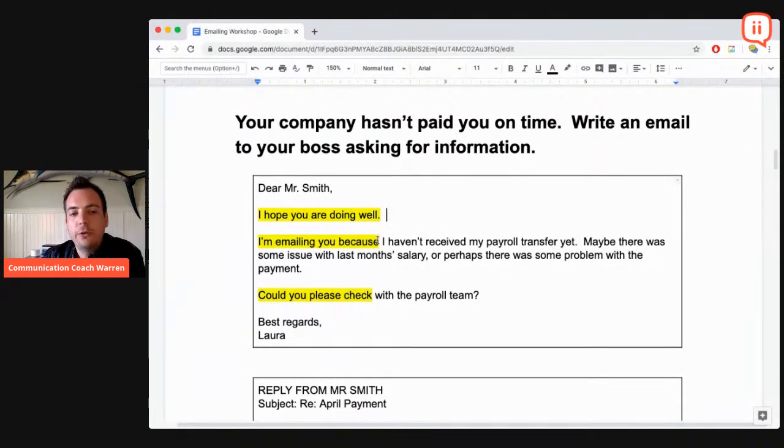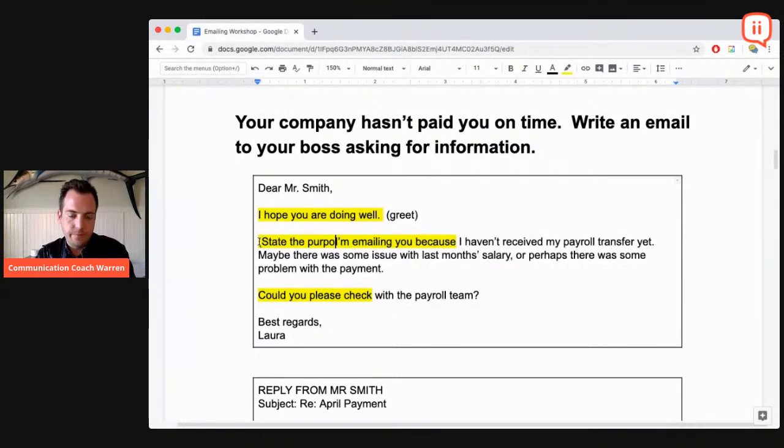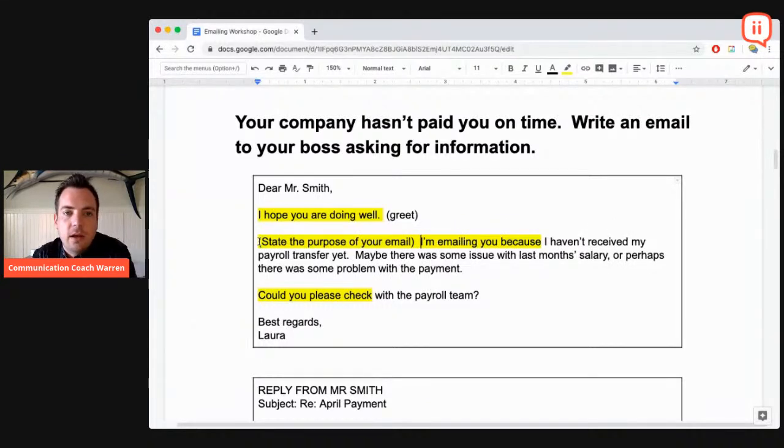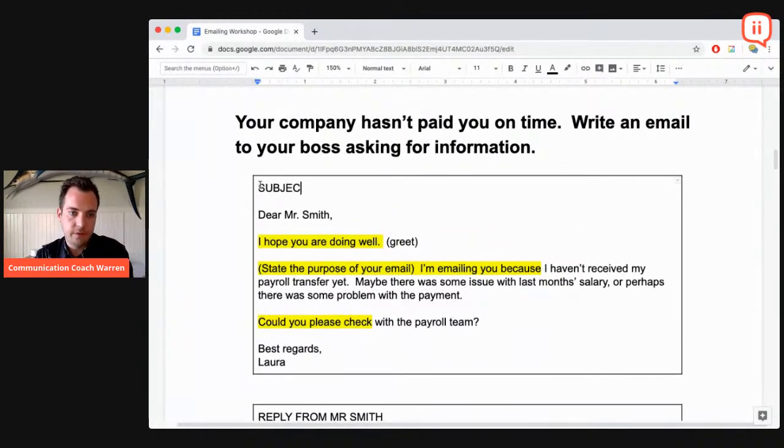Now, I also really appreciate when students and other people state the purpose of their email at the beginning of the email. Now, our subject line for an email is not the purpose of the email. I think the subject line should always be more related to why the person should open this email. For example, a subject line here could be help with last month's payment. For example, last month's payment not received. But I think it's important to always repeat the statement of your purpose in the email.